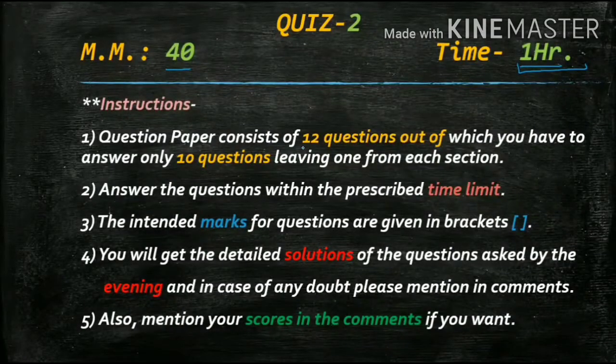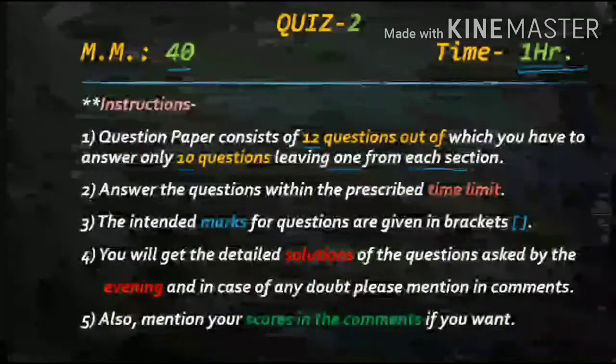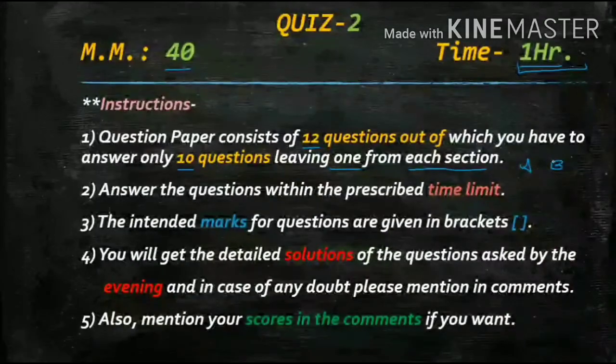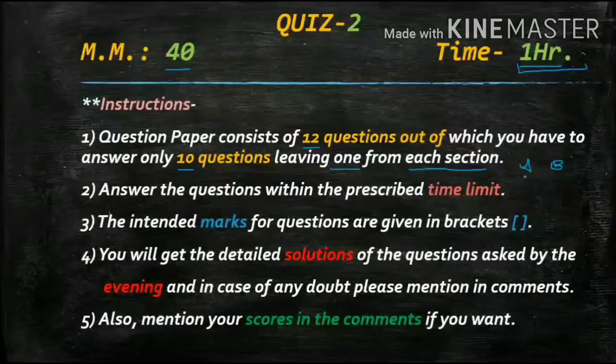The question paper would have 12 questions, but you have a choice and you have to answer only 10 of them. You can leave only one question from each section. You have two sections, section A and section B, so you can leave one question from section A and one from section B. In all you have to attempt just 10 questions.